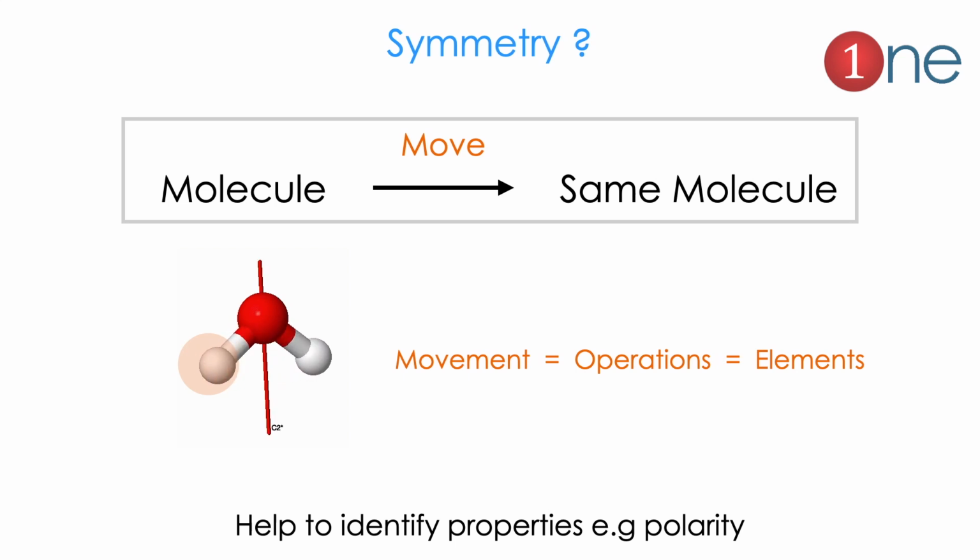Let us quickly see what is symmetry. Symmetry means you are moving a molecule to get the same molecule. The movement is technically called an operation, and very specifically it's called an element. Here I have given the animation of water; you are just rotating the water. That rotation is called an operation. You will get the same molecule again and again by rotating 120 degrees. This kind of operation helps to identify the properties of molecules such as polarity.